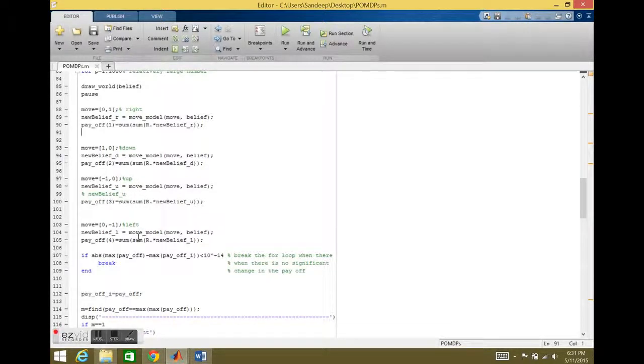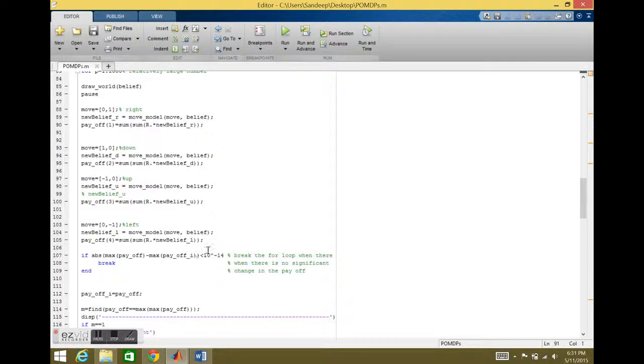Similarly, if I make the move down, I calculate another payoff. And similarly, I do it for all the actions possible and find the maximum of all the four payoffs, each payoff being associated with each action that can be taken.